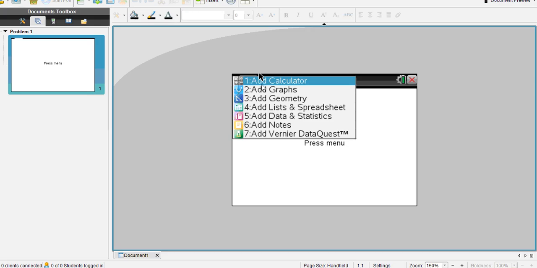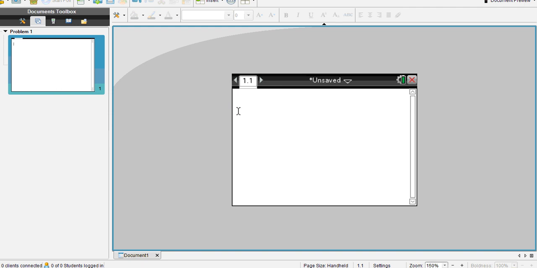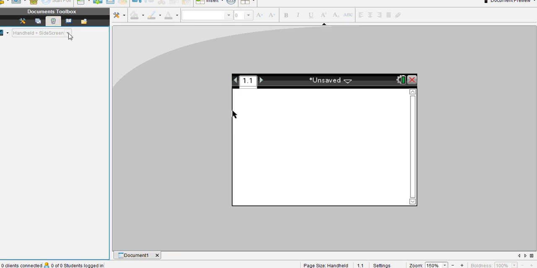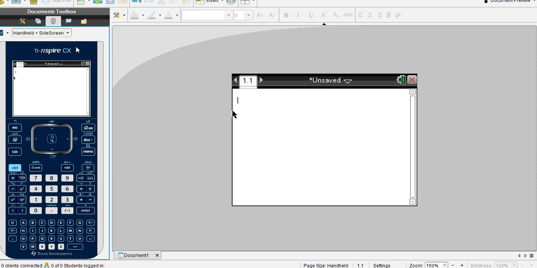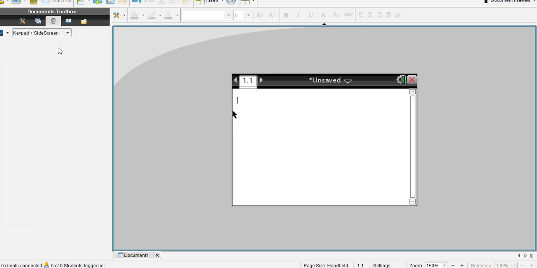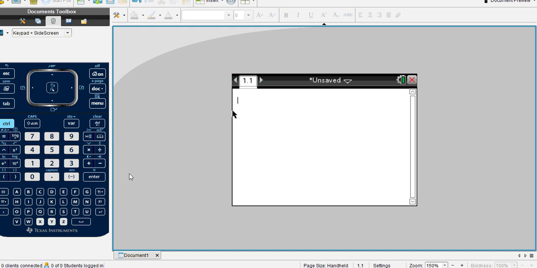We add a calculator. Computer's a little slow. Okay. So let me get the right calculator page. I just want to get the side screen. There it is. Okay. Keypad plus side screen. There we go. Let's try. Yeah, this will work.